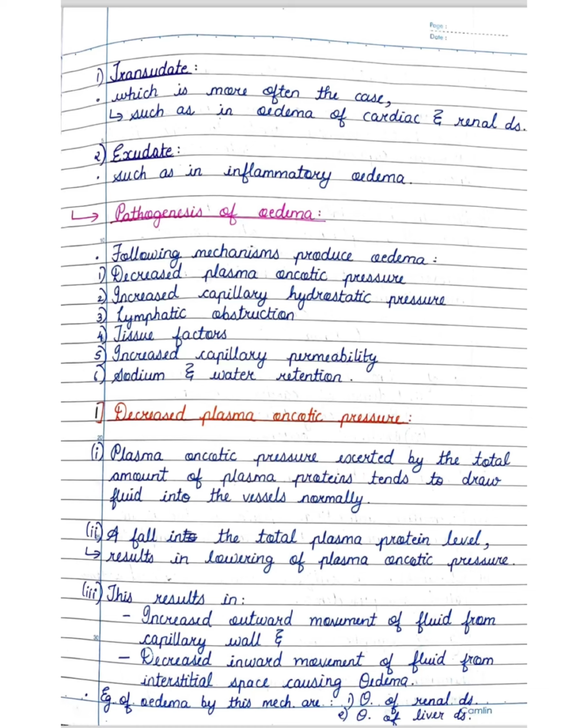First, decreased plasma oncotic pressure. Plasma oncotic pressure exerted by the total amount of plasma proteins normally tends to draw fluid into the vessels. A fall in the total plasma protein level results in lowering of plasma oncotic pressure. This results in increased outward movement of fluid from the capillary wall and decreased inward movement of fluid from the interstitial space, causing edema. Examples of edema by this mechanism are edema of renal disease and edema of liver disease.